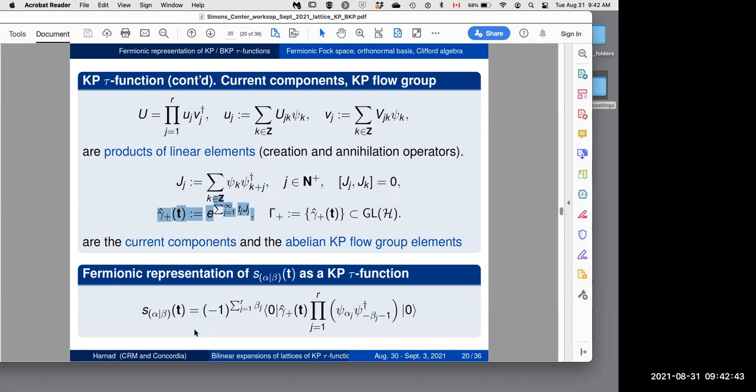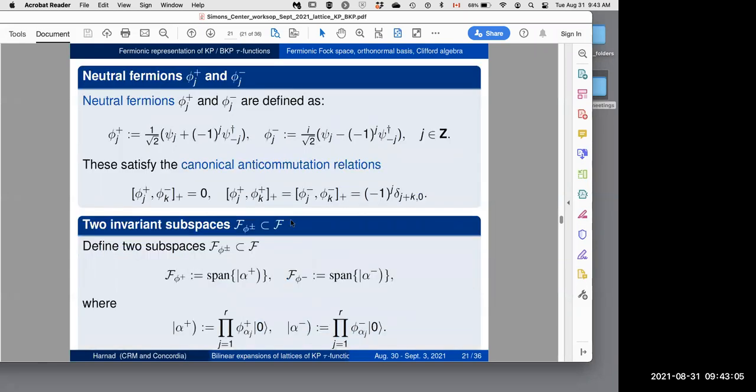So in particular, a Schur function is a KP tau function, and it's the one where the U term is just the product of the psi daggers. The G term is absent, and that's it. This is the fermionic representation of Schur functions. Now we have a similar thing for BKP tau functions and Q Schur functions.